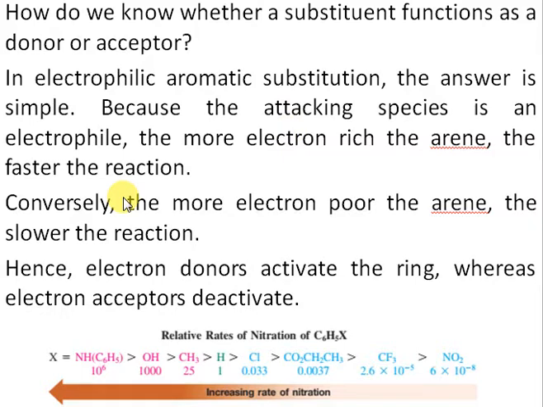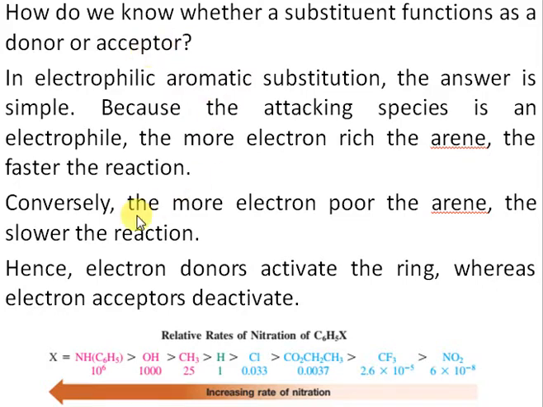Whereas if the electronic density on the benzene ring, or on the ring system, is poor, the reaction rate becomes slower, right? So we can generalize: if you want to know whether a substituent is a donor or an acceptor, just see the rate of reaction. If a certain substituent increases the rate of reaction for electrophilic aromatic substitution, that substituent will be a donor. Whereas if a substituent decreases the rate of reaction, then it will be an acceptor, right? So if you're not sure whether a substituent is acting as a donor or acceptor, just see the rate of reaction. In an electrophilic aromatic substitution reaction, any substituent which is increasing the rate of reaction will be a donor, and any substituent which is decreasing the rate of reaction will be an acceptor.